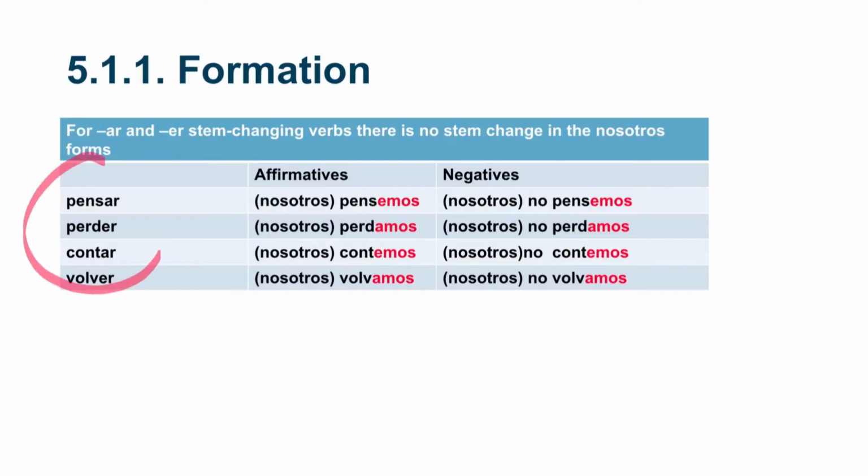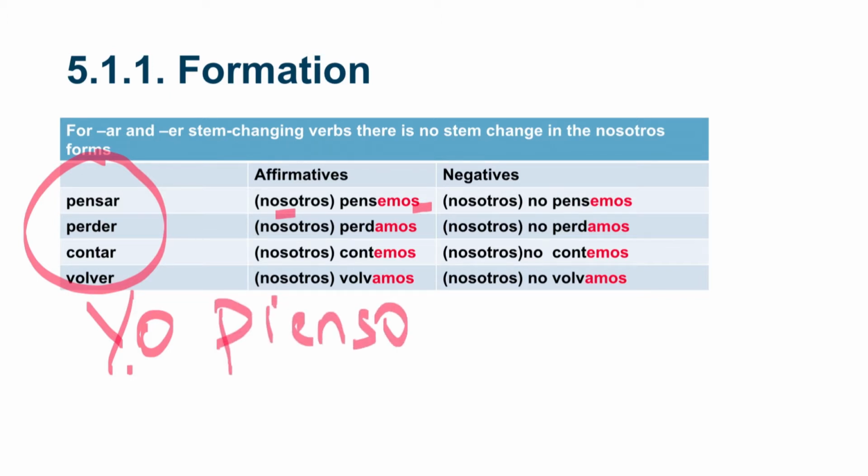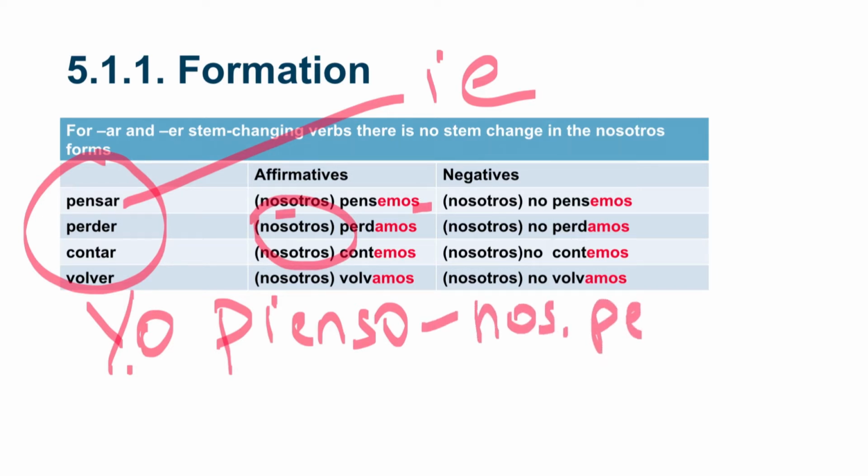When you have AR, ER stem changing verbs, you are going to have no change in the nosotros form. That's always good news. Let's look at the following examples. Pensar, pensemos, see? Just so you remember, the first person present, yo pienso, because it's a stem changing verb. But in the nosotros form, it doesn't have a change. Yo pienso, nosotros pensamos.